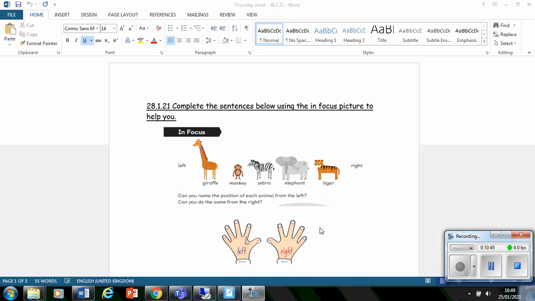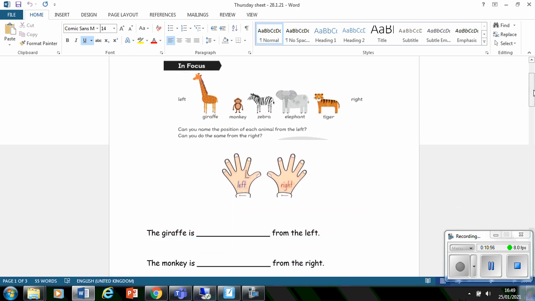Now in front of me, I have got today's journaling sheet. Okay, it says complete the sentences below using the in focus picture to help you. What I have also done for you is put the left and right picture just so you understand which is your left and your right. Remember, your left is where the index finger, your pointy finger and the thumb make the letter L.